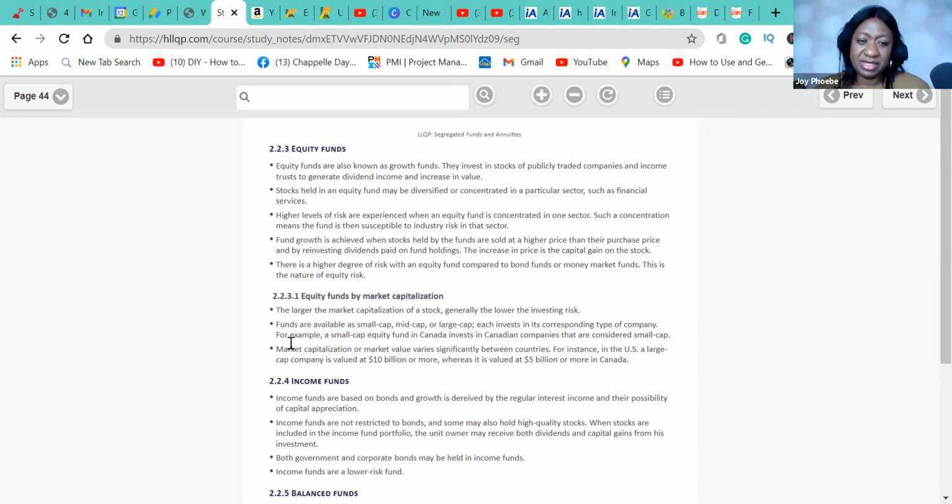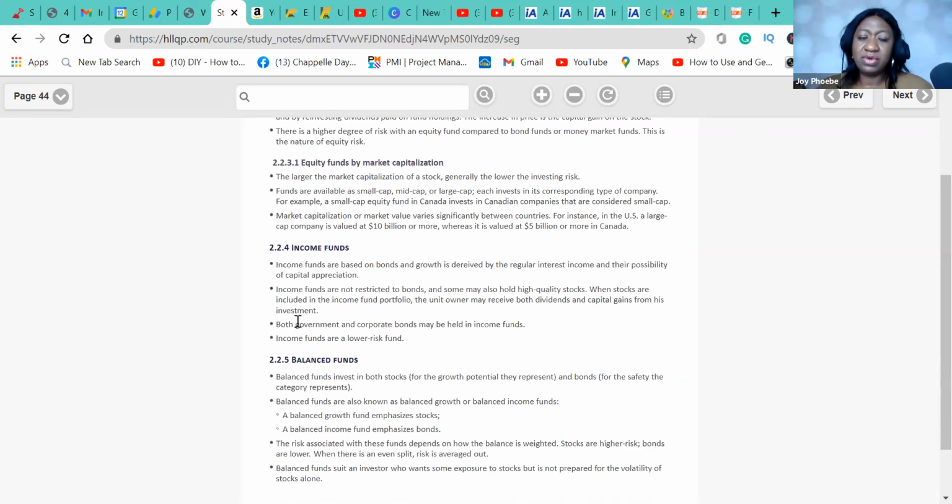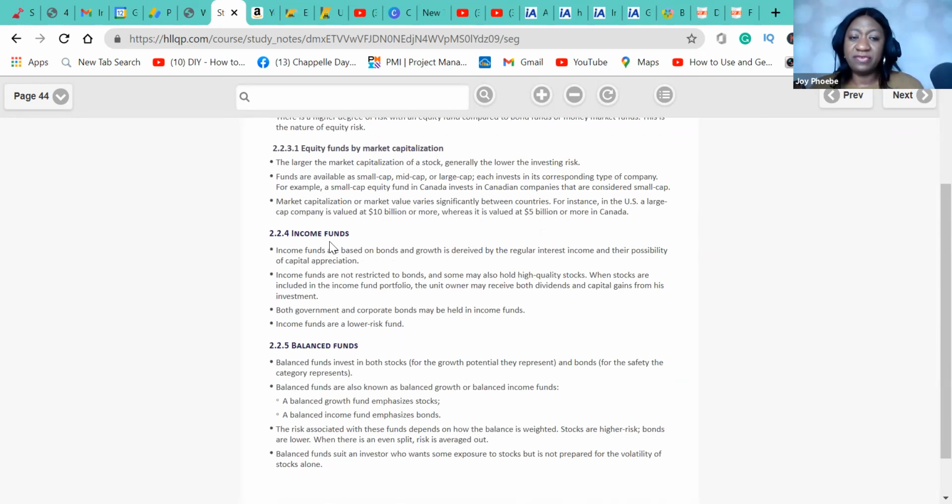So, equity funds by market capitalization. The larger the market capitalization of a stock, generally the lower the investing risk, right? Funds are available as small cap, mid cap or large cap. Each invests in its corresponding types of company. All right. Then we also have income funds. Income funds are based on bonds and growth, derived from regular interest income. So these are asset classes that are low to medium risk.